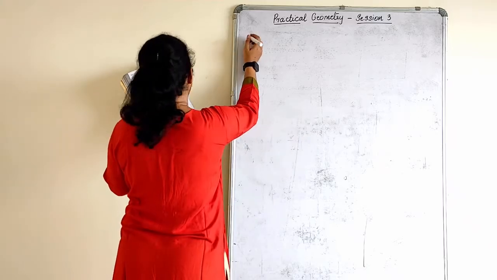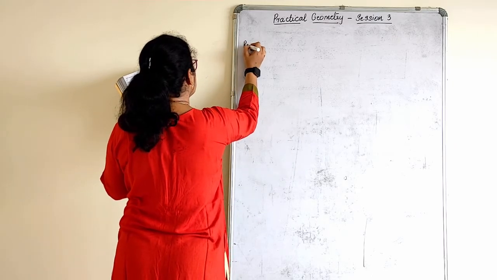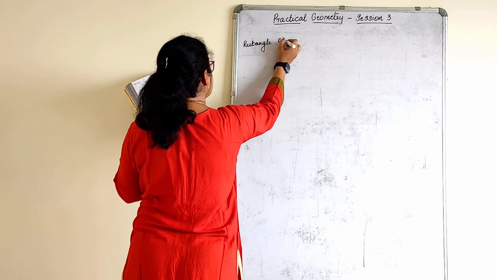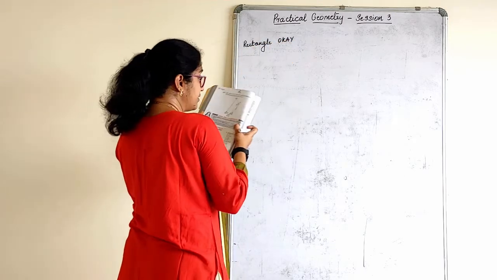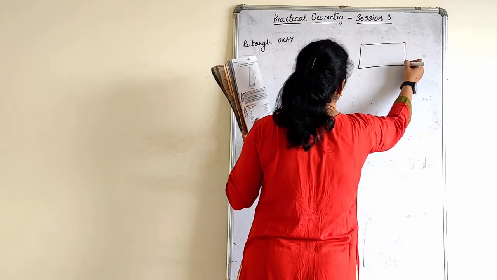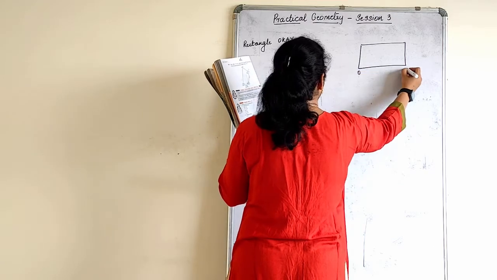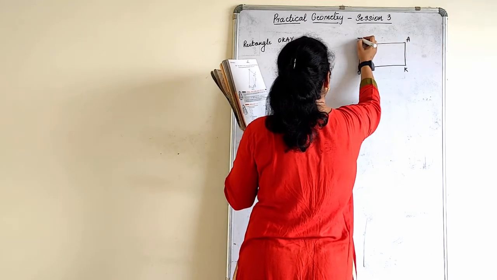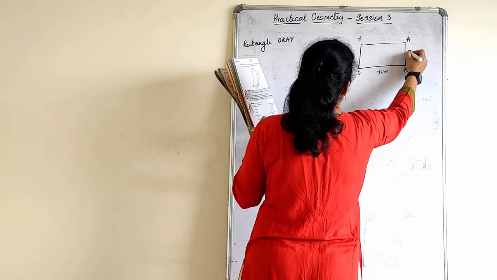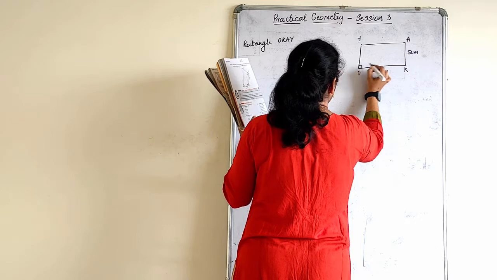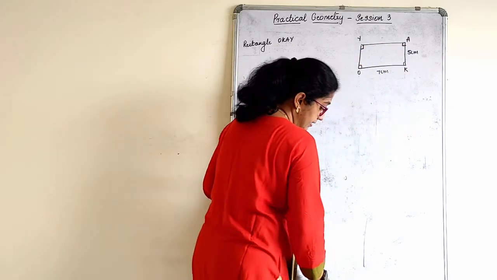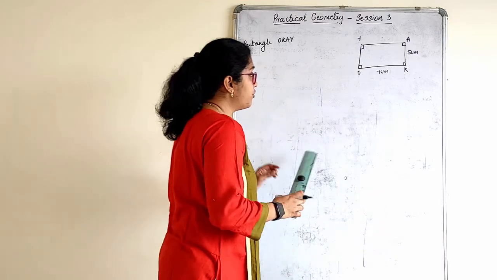Rectangle. OK, so OKAY is the given rectangle. So only two sides are given, but we know the angles here. O, K, A, Y, where OK is 7 centimeter and KA is 5 centimeter. With that, we also know that all the angles are equal to 90 degree. A very simple construction will be for the rectangle.